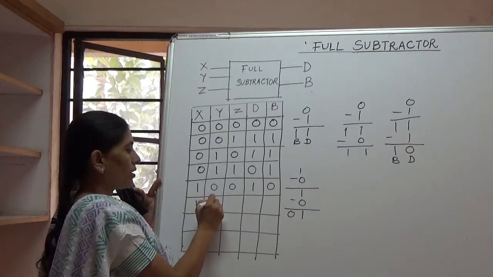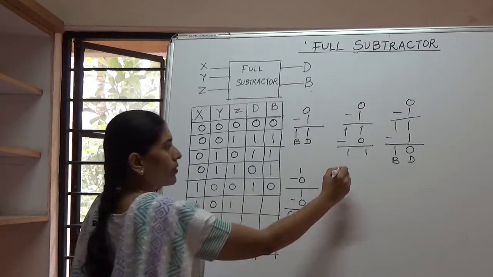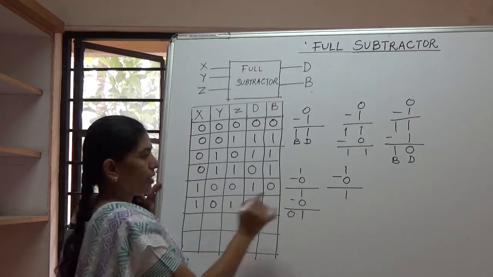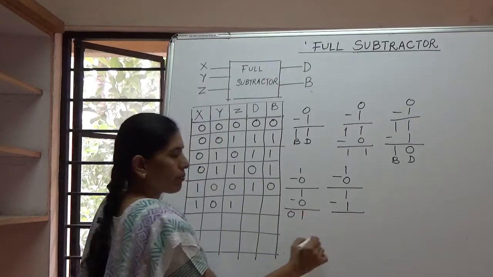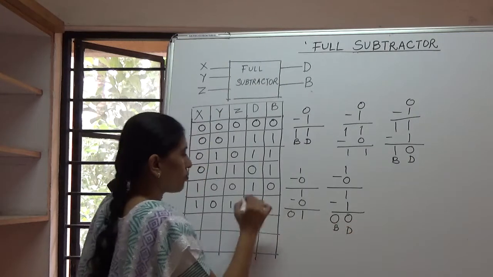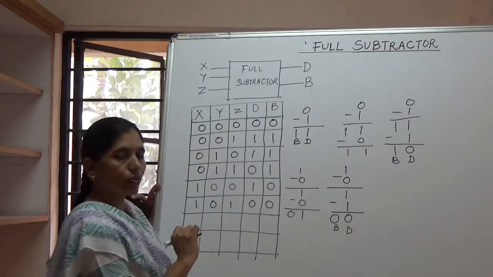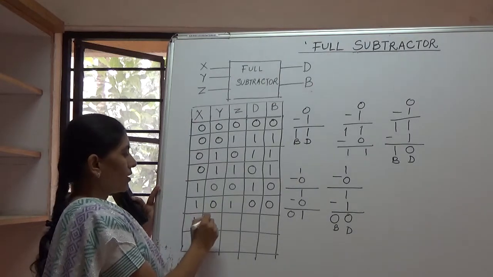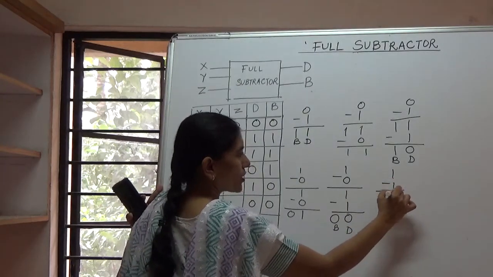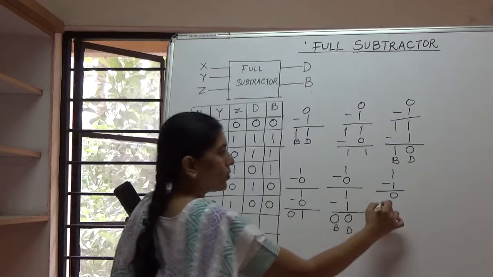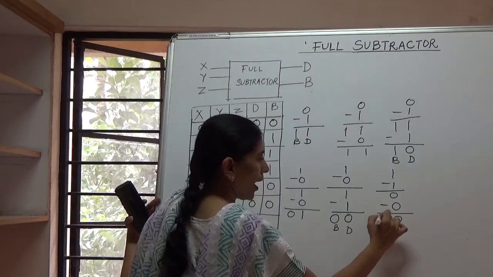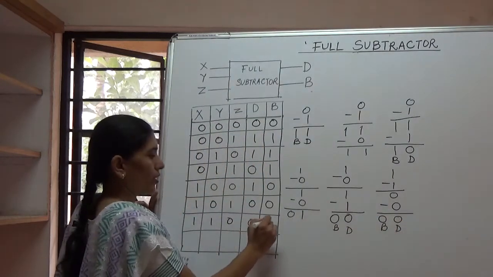The next combination is 1, 0, 1. 1 minus 0 is a 1 and subtracting another 1 makes the difference 0 and the borrow also 0. So in this case both the bits are 0, 0. The next is 1, 1, 0. So 1 minus 1, the output is a 0. Subtracting a 0, the resultant is a 0, so the difference is 0 and the borrow bit is also 0.